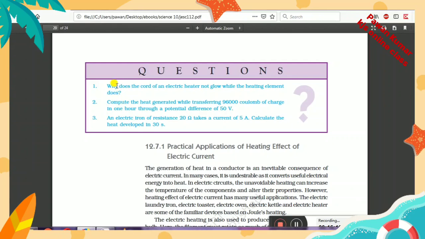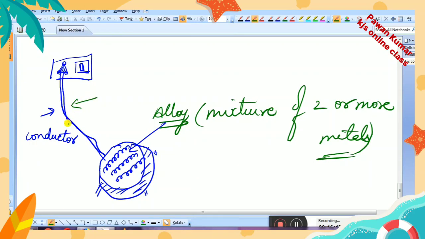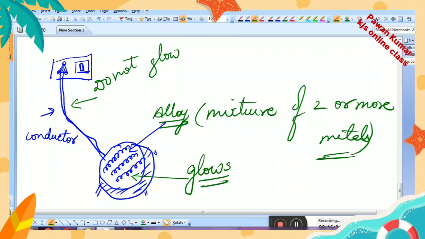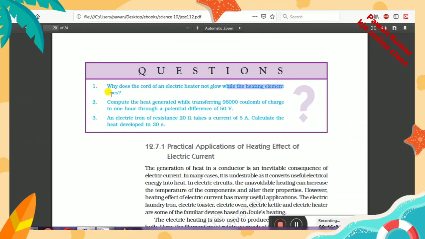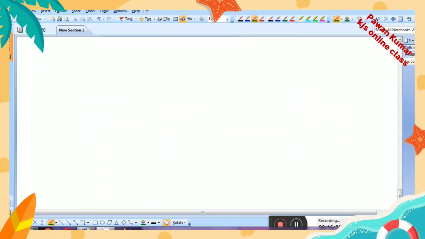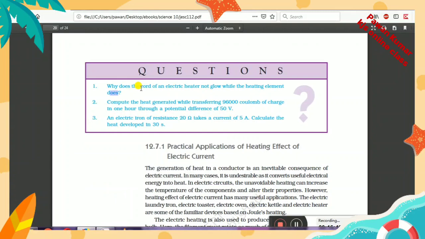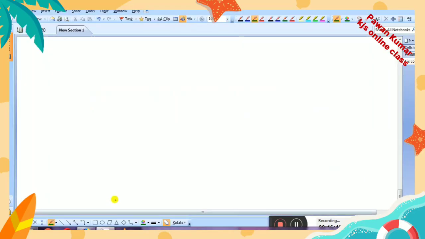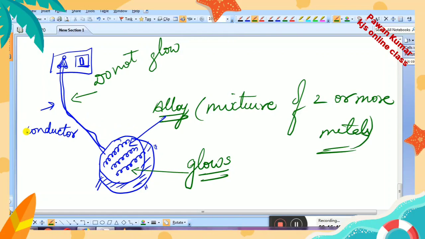Now try to understand the question. Why does the cord of the electric heater not glow? That means this is the cord. You have seen that it does not glow. Glow means it doesn't give you light or heat, while this wire glows. What is the reason? While the heating element does. So this is the question: why does the heating element glow while the cord doesn't glow? Cord means conductor. This conductor.